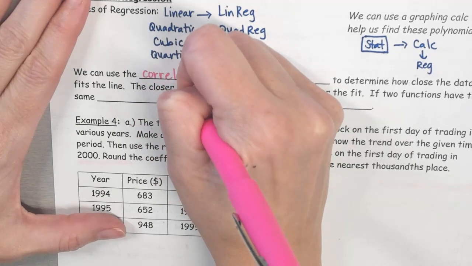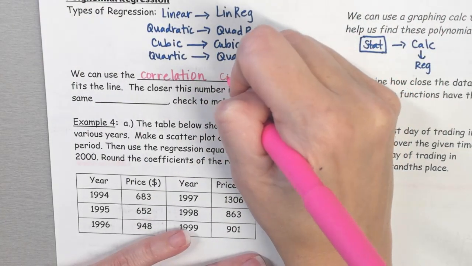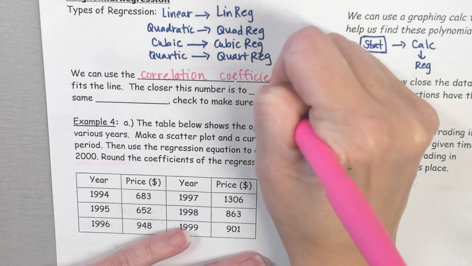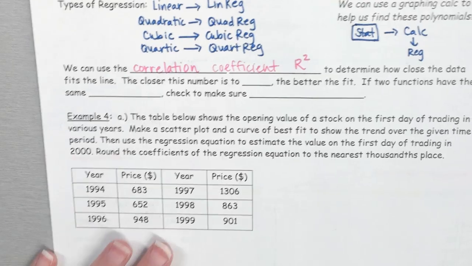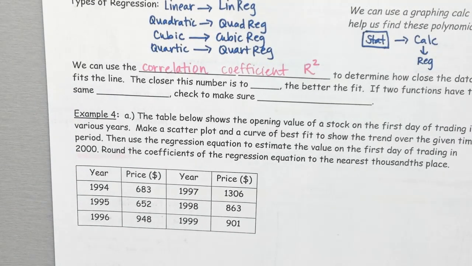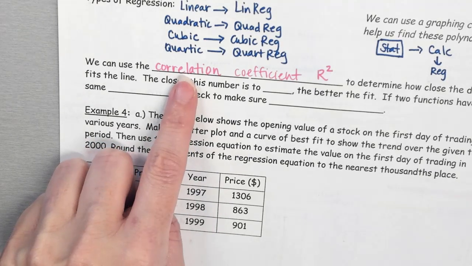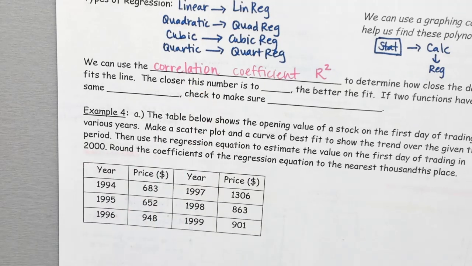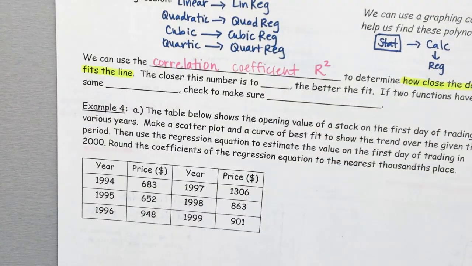Correlation coefficient. And the correlation coefficient is R squared. Okay, so if it's correlation, it correlates to something, right? So it's a relationship between them. Okay, we want to see how strong the data is correlated to our line. So that correlation coefficient, that's what it tells you. How close the data fits the line.